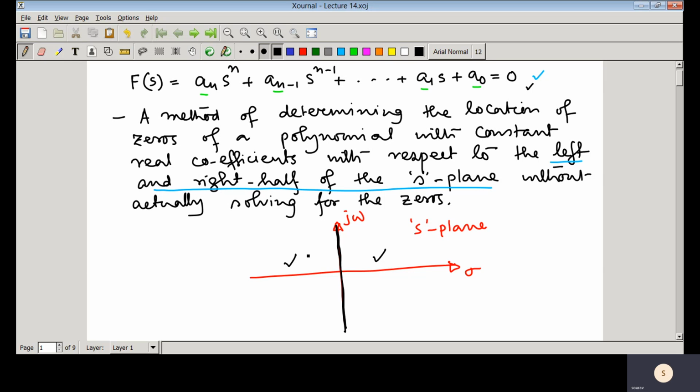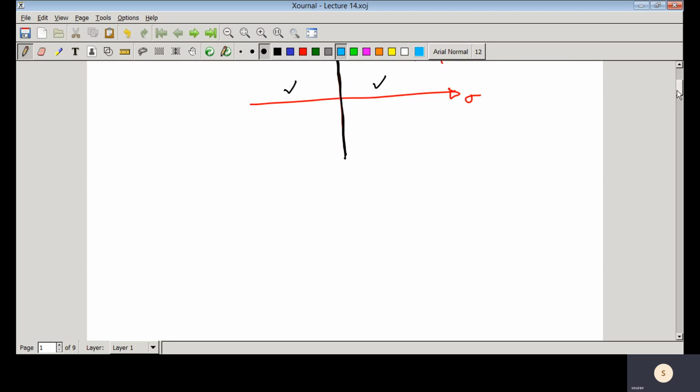Another limitation is that this criterion is only applicable to polynomials with constant real coefficients. If the coefficient is time varying, complex or exponential, we cannot apply this criterion. And this criterion gives a necessary and sufficient condition for stability, that is, whether roots are in the left half of the S-plane or not. So what is that condition?